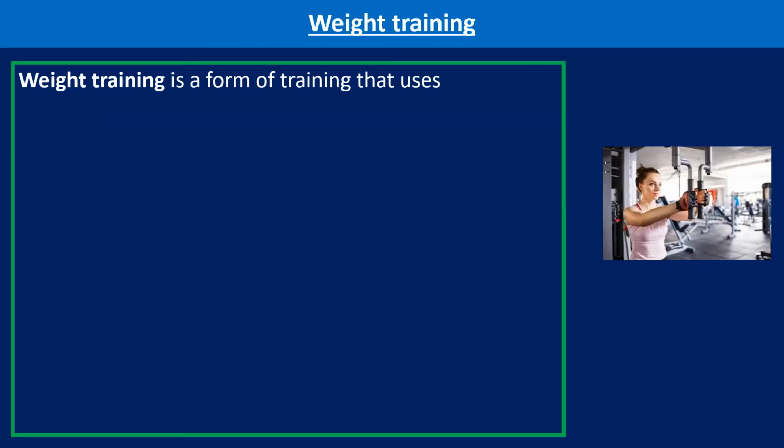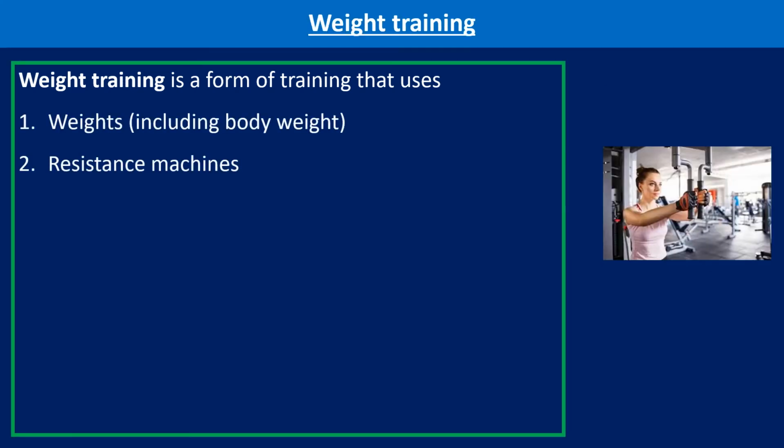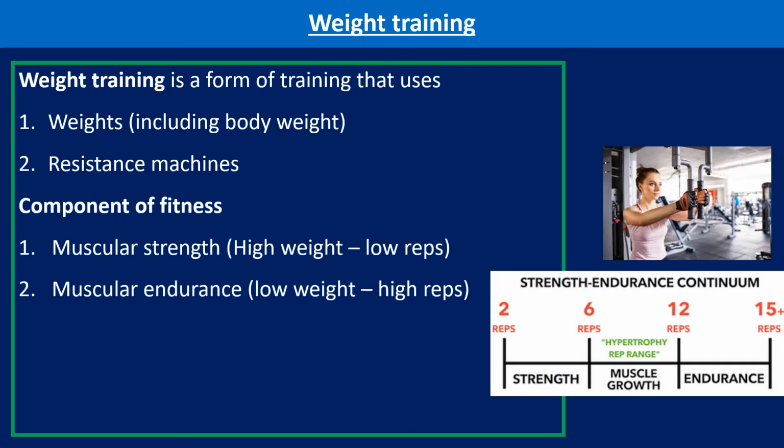As we've already discussed, weight training is training that uses either weights or resistance machines. If we're thinking about improving our muscular strength, then ideally we want to have a high weight with low repetitions. So as we've mentioned earlier on, our 1 rep max. If we are trying to improve our muscular endurance, then we will go for low weight and high repetitions.